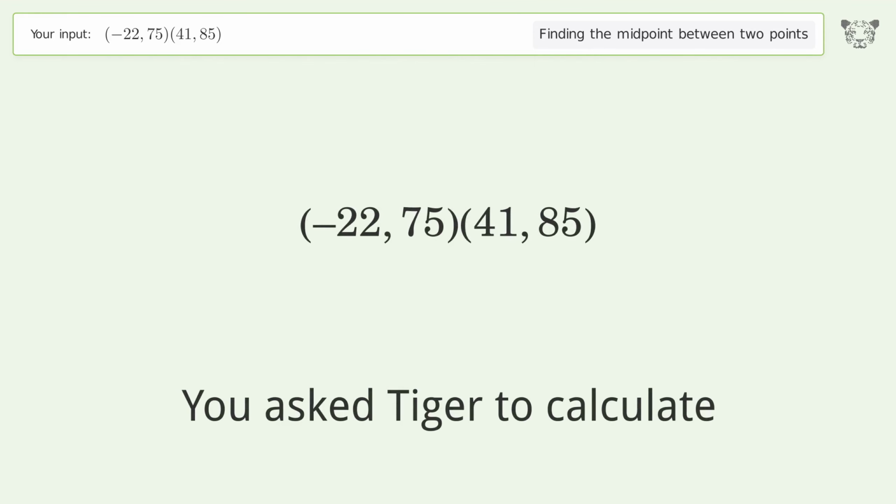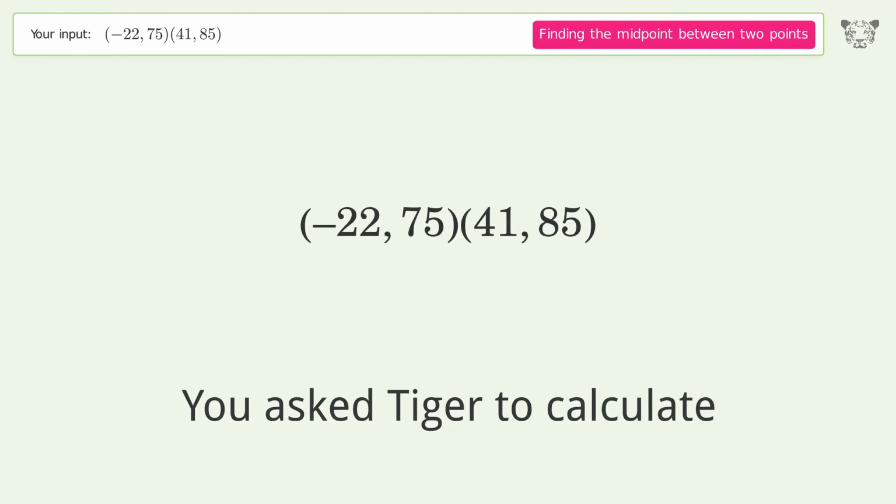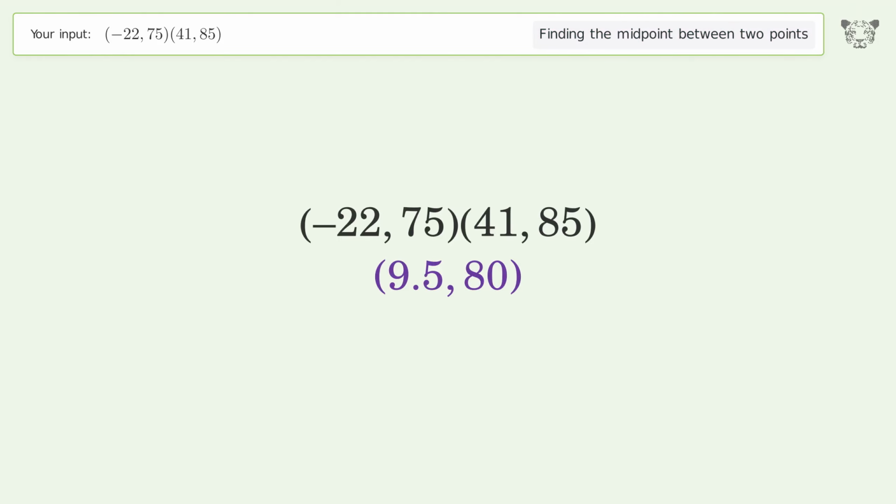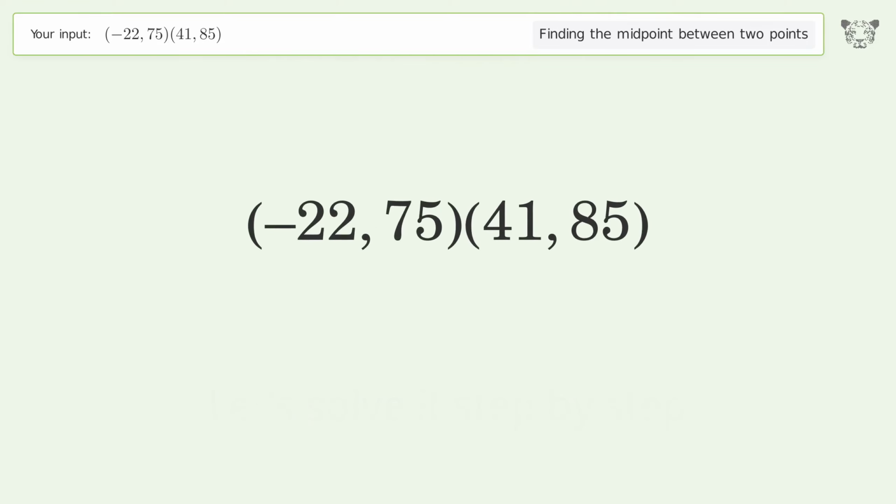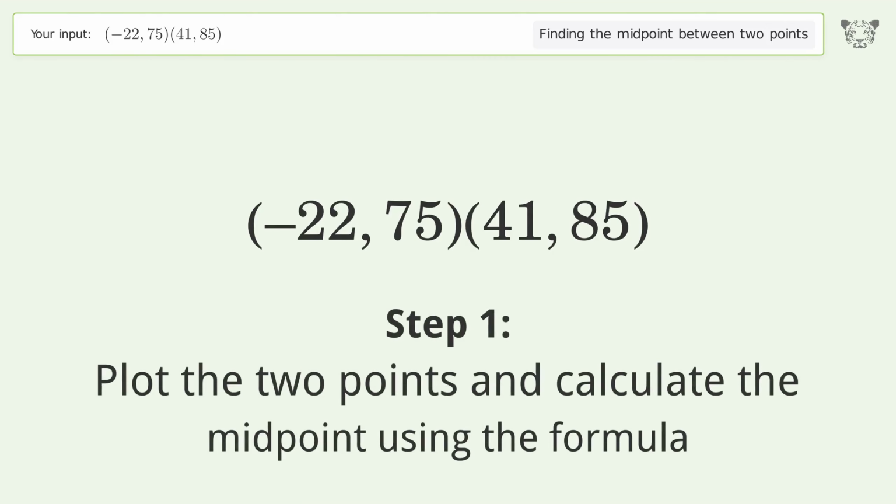You ask Tiger to calculate. This deals with finding the midpoint between 2 points. The midpoint between the 2 points is 9.580. Let's solve it step by step. Plot the 2 points and calculate the midpoint using the formula.